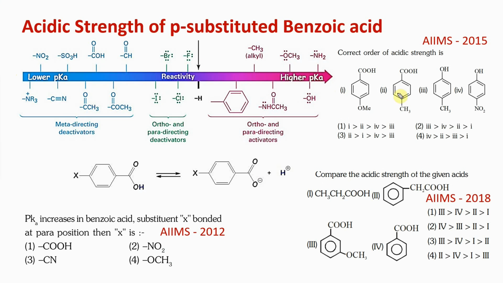Okay, let's go to this one. Correct order of acidic strength. I'm going to label them. This is plus R. This is plus I hyperconjugation. Put HC, we will know it later. This is plus I hyperconjugation. This is minus R. Okay.